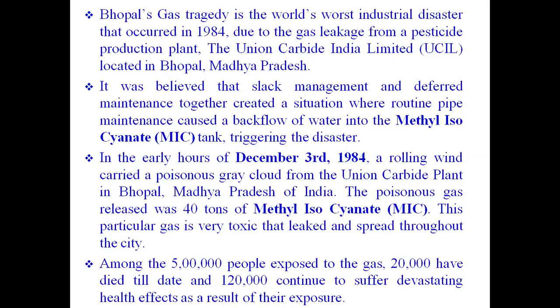that the Bhopal gas tragedy occurred on December 3rd, 1984 in the early hours. The poisonous gas released was 40 tons of MIC, that is methyl isocyanate. The gas is very toxic. It leaked and spread throughout the city. People were mostly asleep in the early hours. So nearly 500,000 people were exposed to the gas. So immediately many people died. Until date, 20,000 people have died. Still, 1.2 lakh people continue to suffer devastating health effects as a result of their exposure. This figure, statistic, is more or less approximate. Okay.